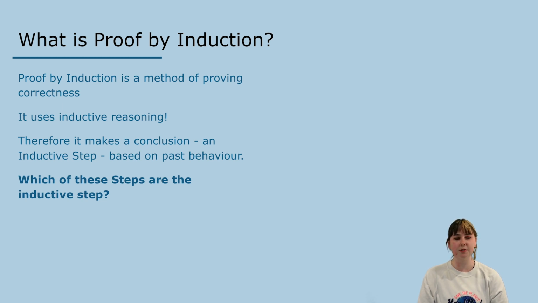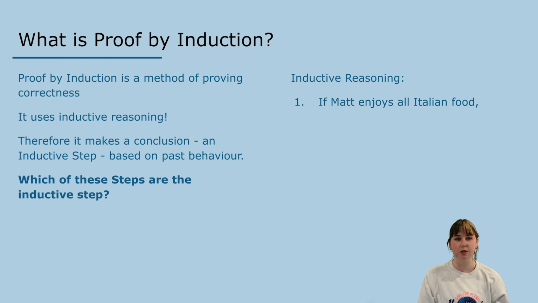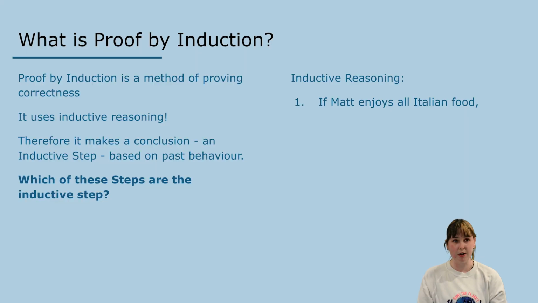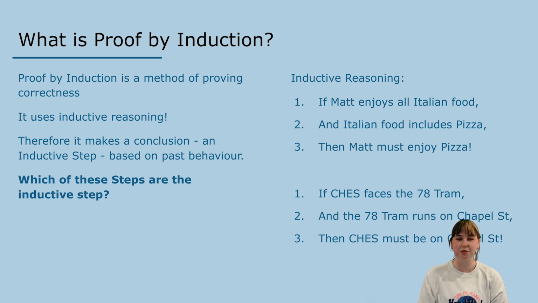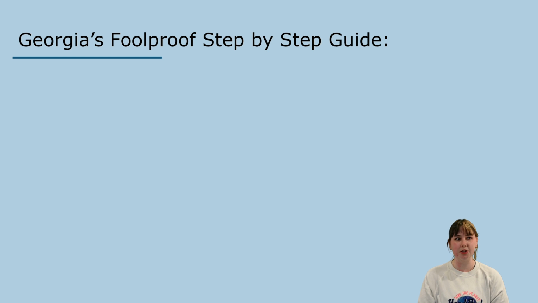In this first one, if Matt enjoys all Italian food, and Italian food includes pizza, then Matt must enjoy pizza. And if Ches faces the 78 tram, and the 78 tram runs on Chapel Street, then Ches must be on Chapel Street. So in both of these examples, we know that the third step is the inductive step, because that's when it's making that leap of logic.